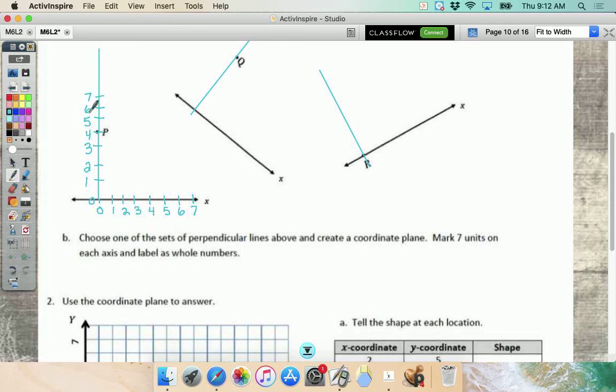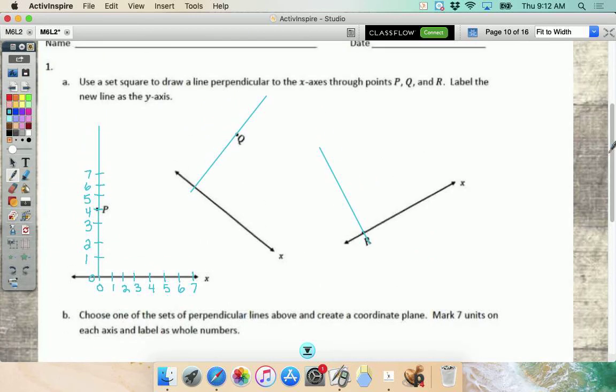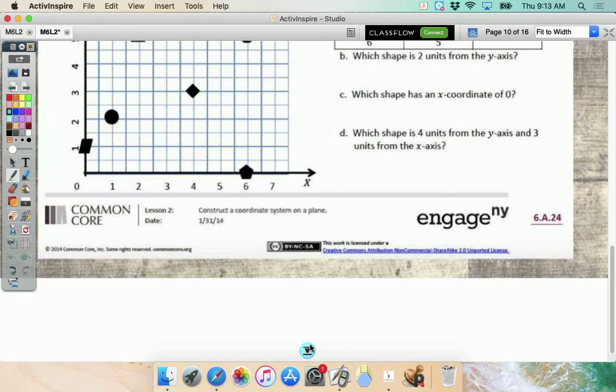Now the direction in the first one says label the new line Y, and I forgot to do that. You can do Y or you can do Y-axis. It doesn't matter to me. And with your partner, you're going to do the homework. So hopefully you'll know what you're doing when you get to that. Sound good? Okay, let's go down and look at the next one.